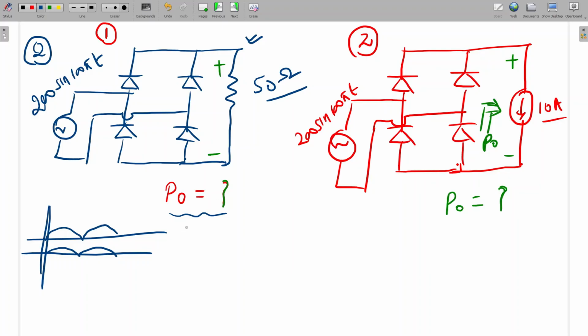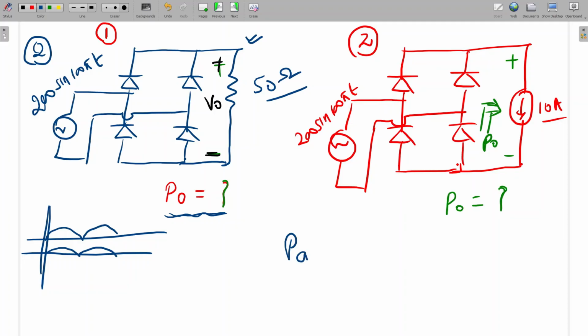How have you calculated? Average power means average output voltage square by 50. No, that is not correct. See here only, I will explain one basic equation, where we are taking the average. Across the 50 ohm resistor, sir, so this is the output voltage. See, one basic equation I have already discussed in my earlier classes. Now I am repeating it.